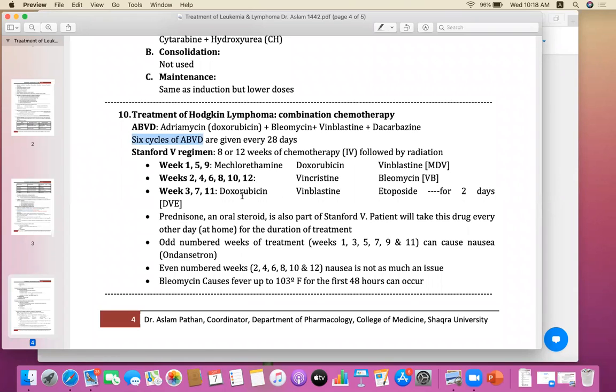If the patient wishes to get this treatment from Stanford Hospital, in weeks 1, 5 and 9 they will give mechlorethamine, doxorubicin, and vinblastine. We can say MDV. In weeks 2, 4, 6, 8, 10, 12, they will give VB, vincristine and bleomycin, intravenously. In weeks 3, 7, 11, they will give doxorubicin, vinblastine, and etoposide for 2 days. Their weeks are divided by protocol.